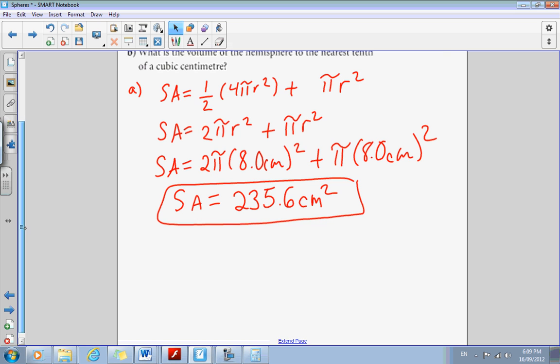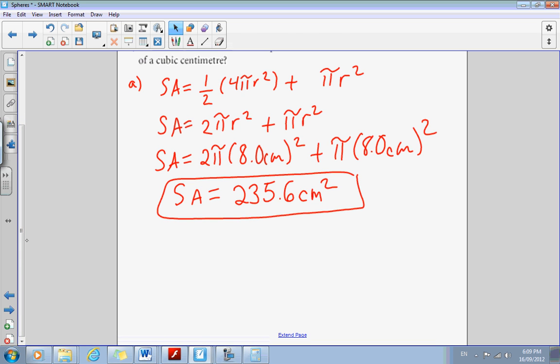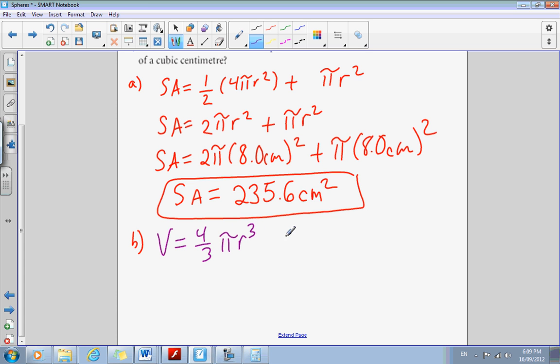So, what is the volume of the hemisphere? Now, the volume part is quite easy because there's nothing else to add. It is actually half. The volume of a sphere, we all know, is 4/3 pi r cubed. So, the volume of a hemisphere would be 1/2 times 4/3 pi r cubed.